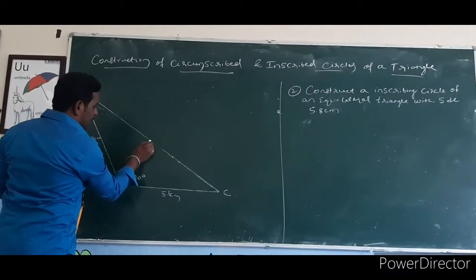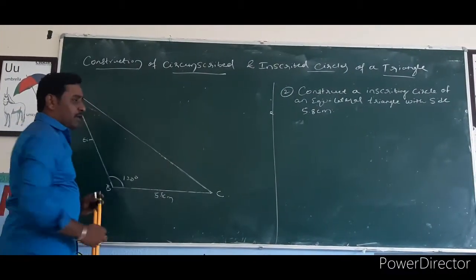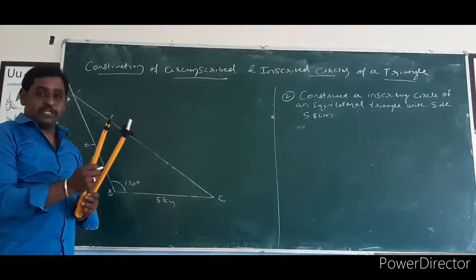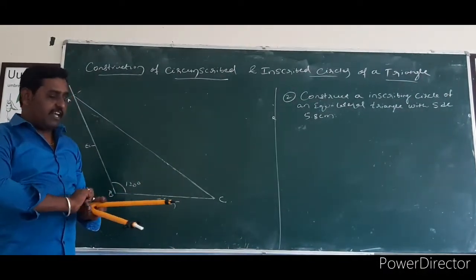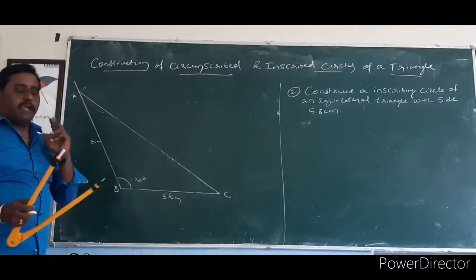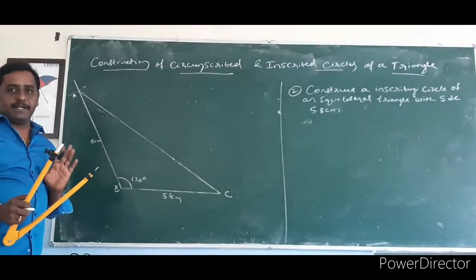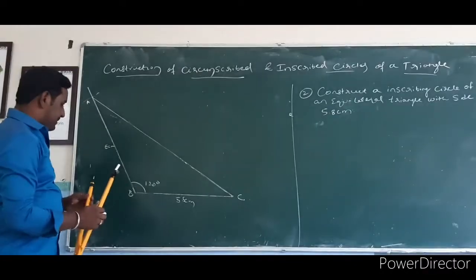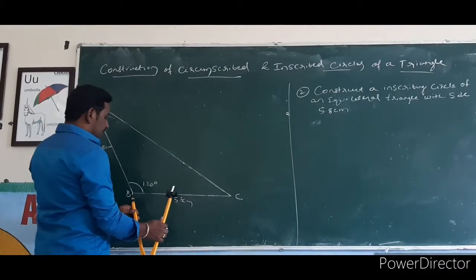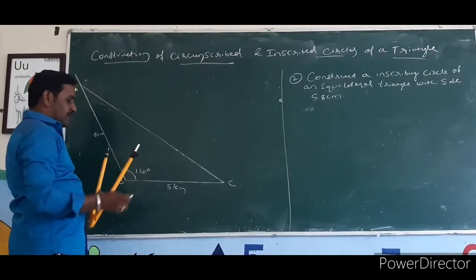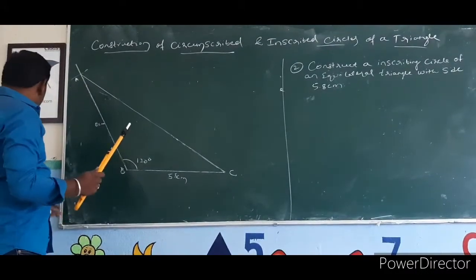So here, very important. Up to here you know how to construct a triangle, whatever data is given in the question. After constructing, for a circumscribed circle you have to take any two sides and draw their perpendicular bisectors. So now I am considering BC. Perpendicular bisectors means, how do you construct a perpendicular bisector?